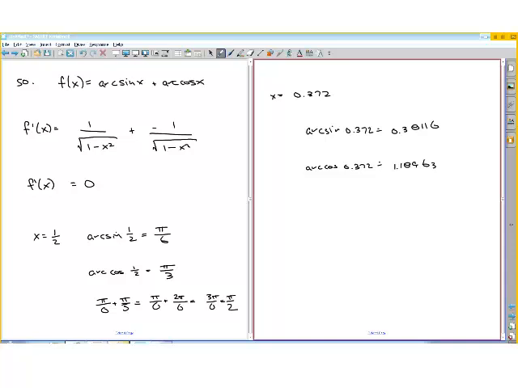So if we add those two together, I get 1.5708, and pi over 2 is equal to, if you take pi and divide by 2, you get 1.5708. So this is pi over 2. So it doesn't matter what the value of x is, you always get pi over 2 for this answer.